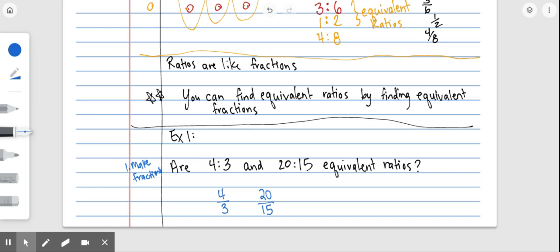Okay, so I've written 4 to 3 as a fraction and 20 to 15 as a fraction. And this is a legitimate way to write a ratio. Okay, so then step 2 is see if there is a common multiplier or divisor.